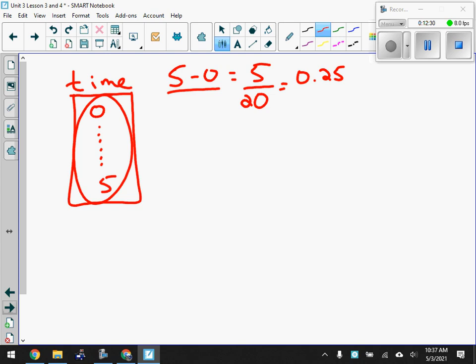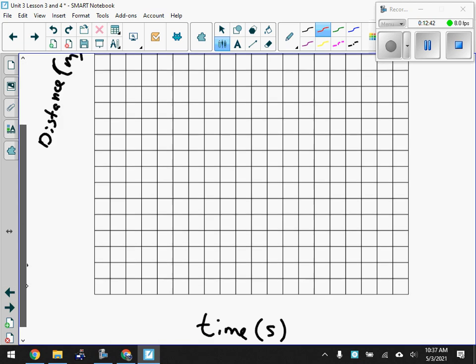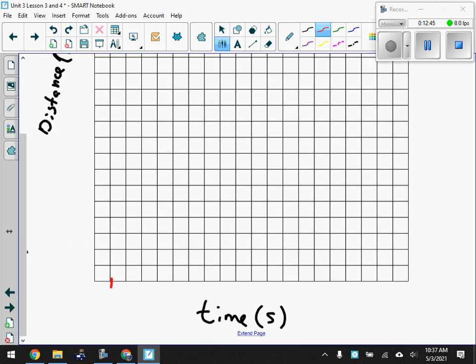Okay? So what that tells you on your graph now is, is everyone caught up here so far? Help, anyone? Okay. So what that tells you is that each one of these squares is 0.25. There's 0.50, another 0.25, 0.25, 0.25, and so on and so on.